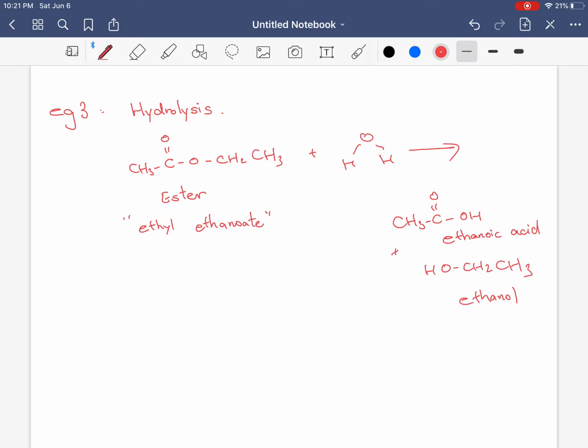So that's how this reaction works. Esterification is one of the most important things in organic chemistry or even biology. And hopefully you guys understood all of this.